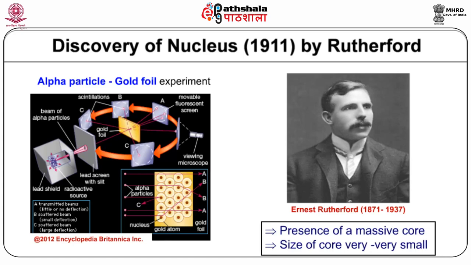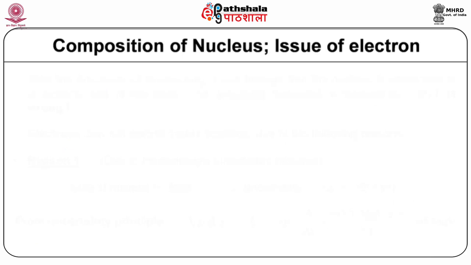Another thing he considered, on the basis of the experiment, is that almost all the mass of the atom lies in its center, in the central entity he named the nucleus. He considered that almost 99.99% of the mass of the atom is concentrated in this central entity called the nucleus. So he came across the term nucleus, and whatever study we have about the nucleus started after its discovery. Composition of nucleus, the issue of electron.